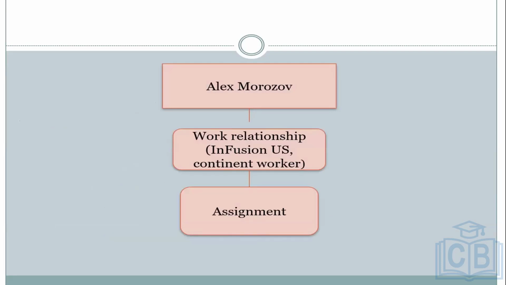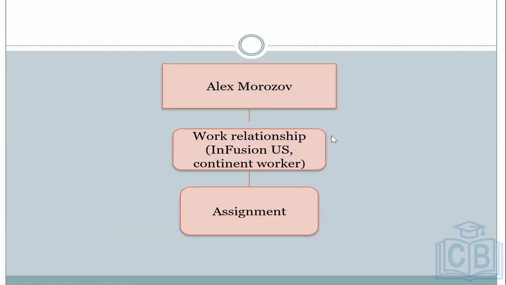Okay. Alex Morozov, his work relationship in Infusion US, contingent worker assignment. What is Alex Morozov's work relationship? He is working as a contingent worker in a company called Infusion US, and he has a work relationship.